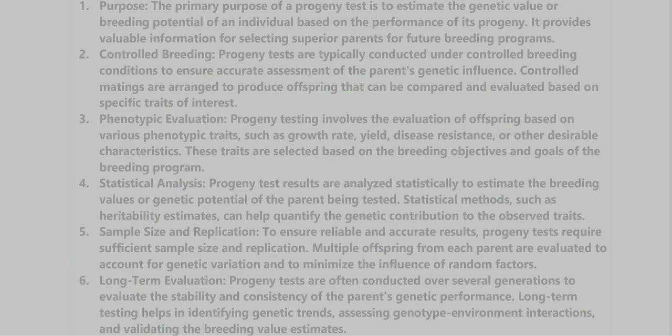1. Purpose. The primary purpose of a progeny test is to estimate the genetic value or breeding potential of an individual based on the performance of its progeny. It provides valuable information for selecting superior parents for future breeding programs. 2. Controlled breeding. Progeny tests are typically conducted under controlled breeding conditions to ensure accurate assessment of the parent's genetic influence. Controlled matings are arranged to produce offspring that can be compared and evaluated based on specific traits of interest.